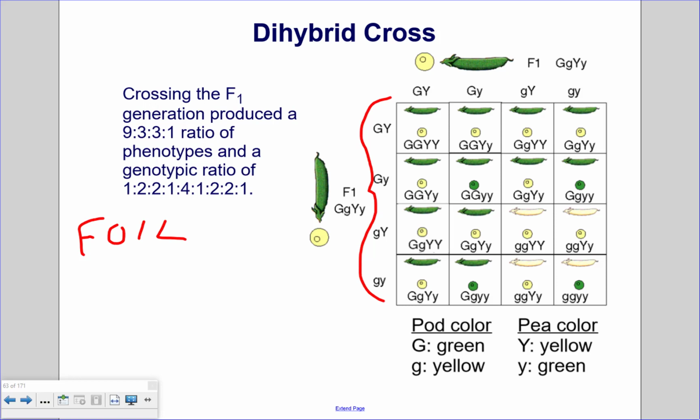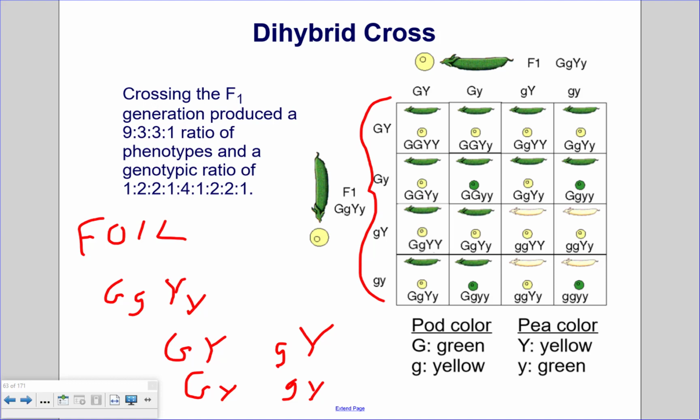So if we take the genotype of one of these heterozygous individuals that both have the same genotype, big G, little g, big Y, little y, do first, so it's big G, big Y is one gamete. The outer, big G, little y. The inner, little g, big Y. And the last will be little g, little y.